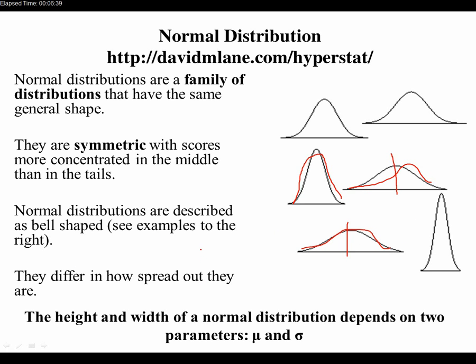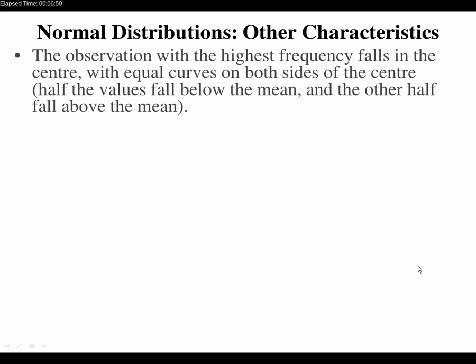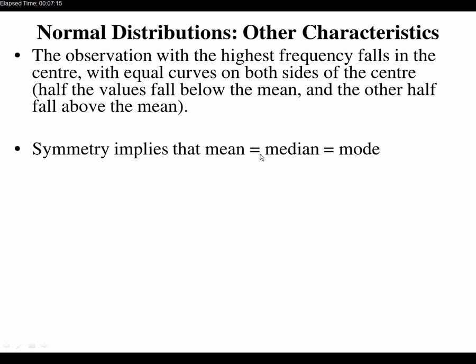Okay, they only differ in how spread out they are. The height and width of a normal distribution depends on two parameters, and here they are: the mean and the standard deviation. Here are some other characteristics of the normal distribution. The observation with the highest frequency falls in the center, with equal curves on both sides of the center. Half of the values fall below the mean, and the other half fall above the mean. Symmetry implies that the mean equals the median equals the mode.